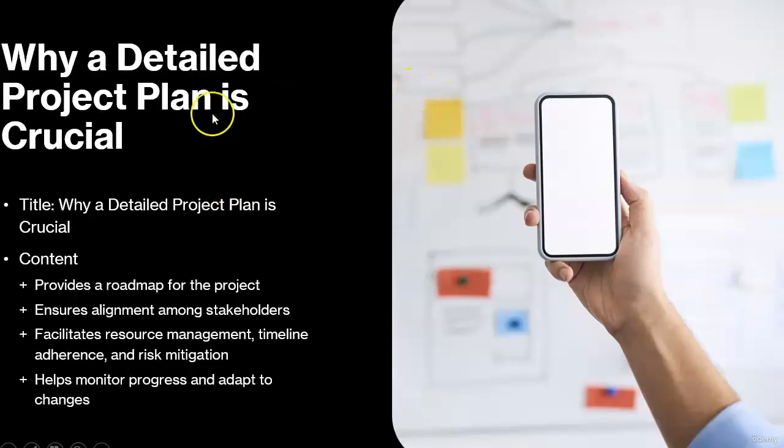Why a detailed project plan is crucial. Before we get into the steps, let's briefly discuss why a detailed project plan is so important. A well-structured project plan provides a clear roadmap to your project, ensuring that everyone involved understands the goals, timelines, and deliverables. It helps align stakeholders, manage resources, adhere to timelines, mitigate risks, and monitor progress effectively. Simply put, a good project plan is your blueprint for success.